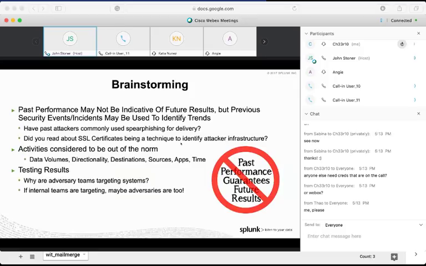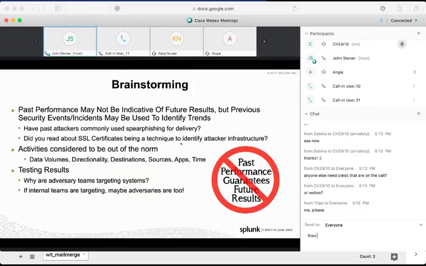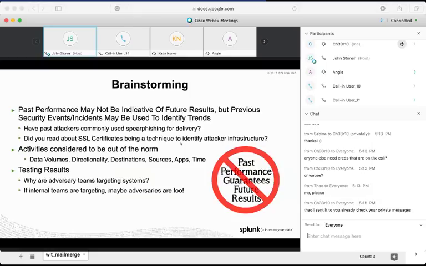Past security events that you have could be used to identify trends, right? Did you go to a HackerCon where somebody was talking about SSL certificates being a technique to identify attacker infrastructure? If you did, maybe you come back and you try that and use that as part of your hunt, right? Is spear phishing a common problem that you have from a delivery perspective, from an adversary perspective? Maybe that's something I would spend some additional time hunting for on an ongoing basis within my environment.